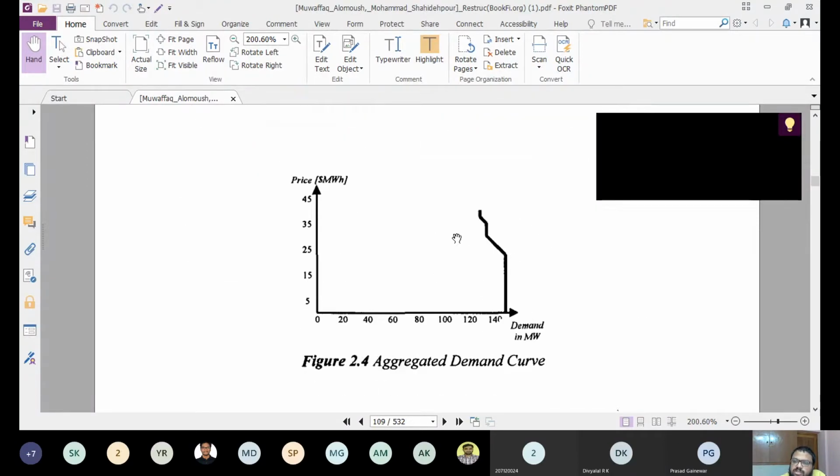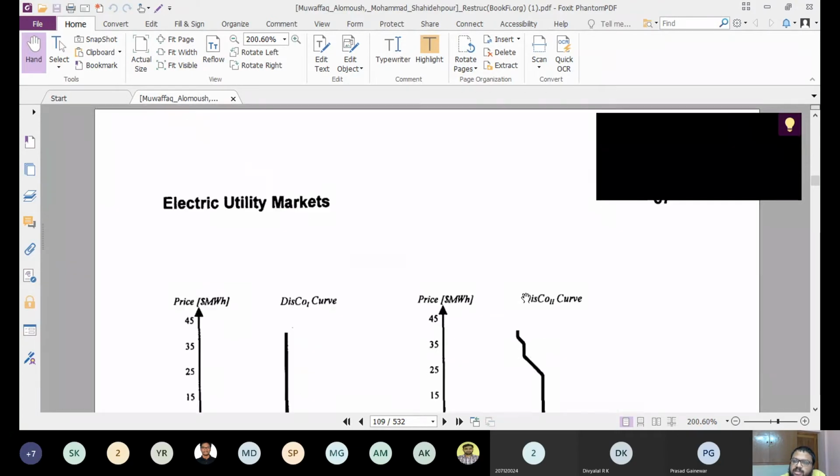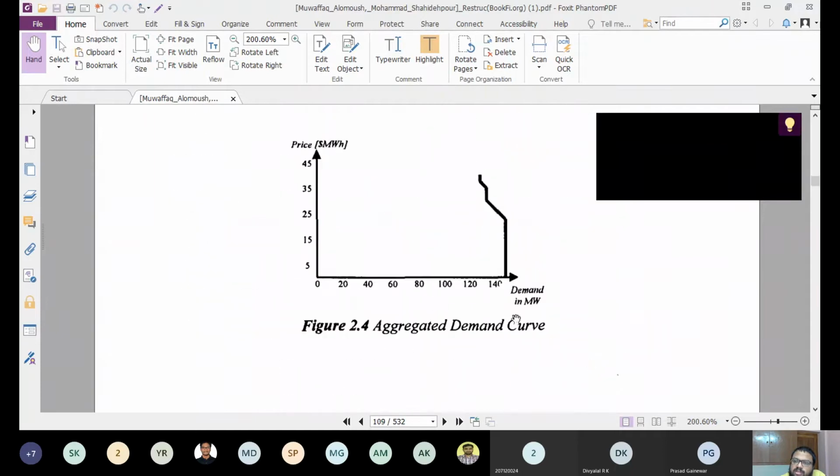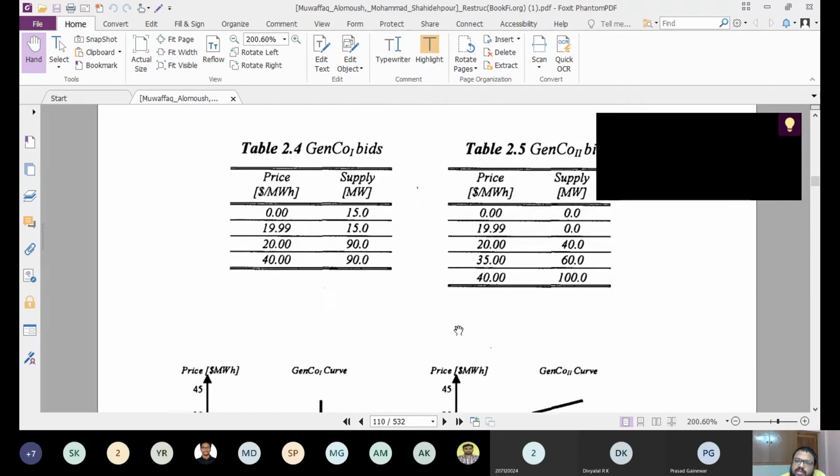There is a 15 megawatt decrease in demand. That is, it goes to 135, right? It goes to 135 and the price has gone from 22.5 to 30. Similarly, we draw the complete aggregated demand curve from here. Now we need the aggregated supply curve. For that we need the individual bids of GENCOs. Okay, so we go for that.